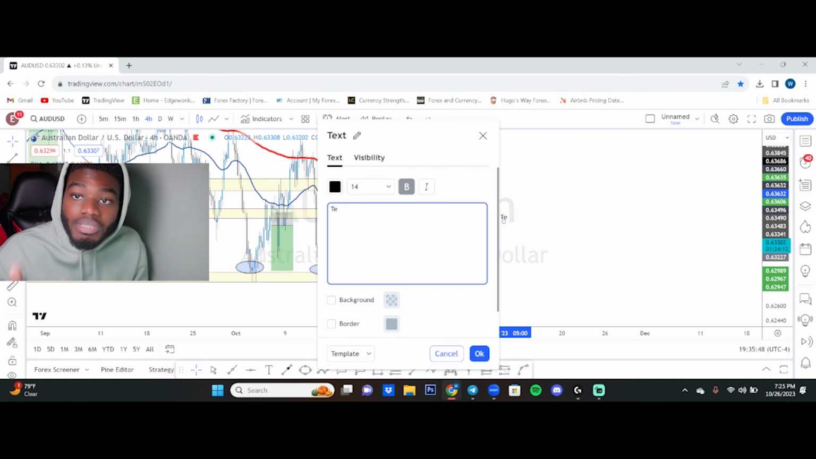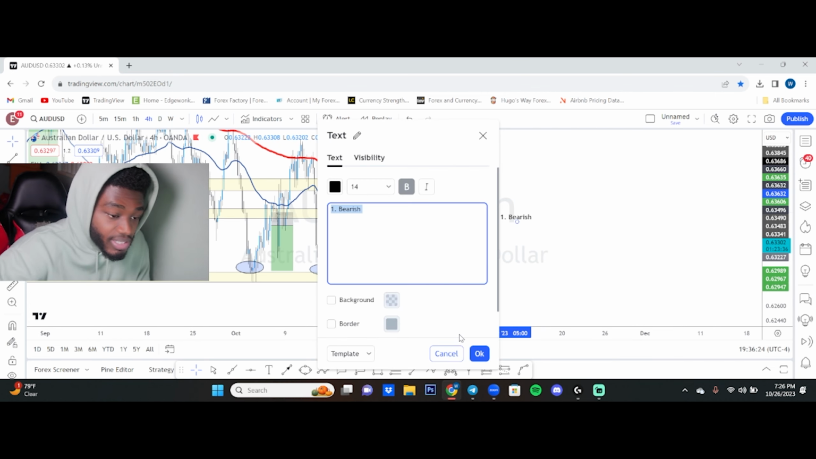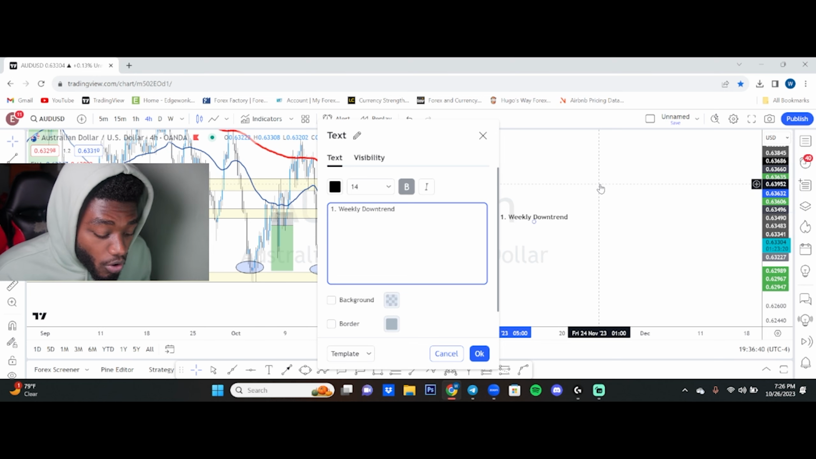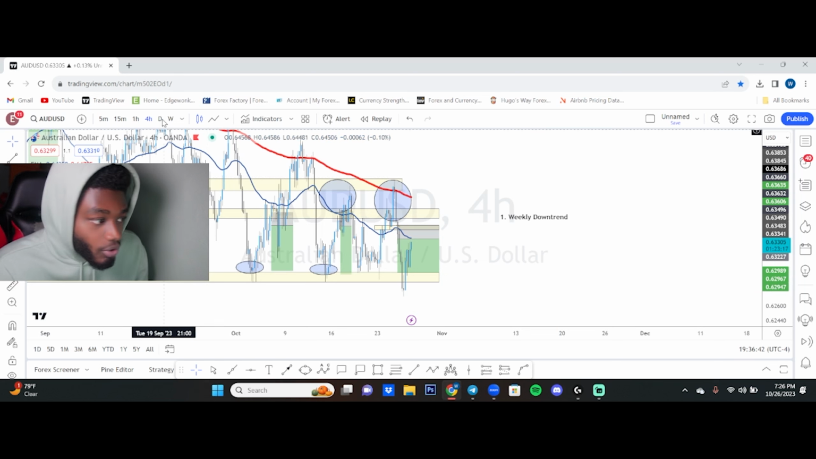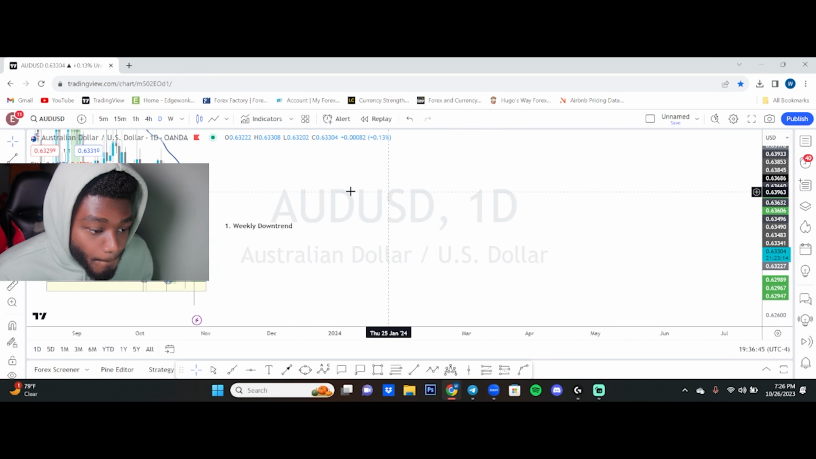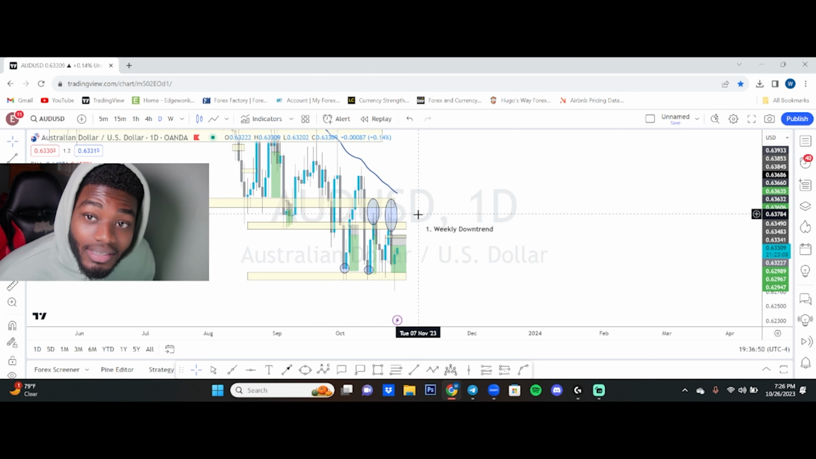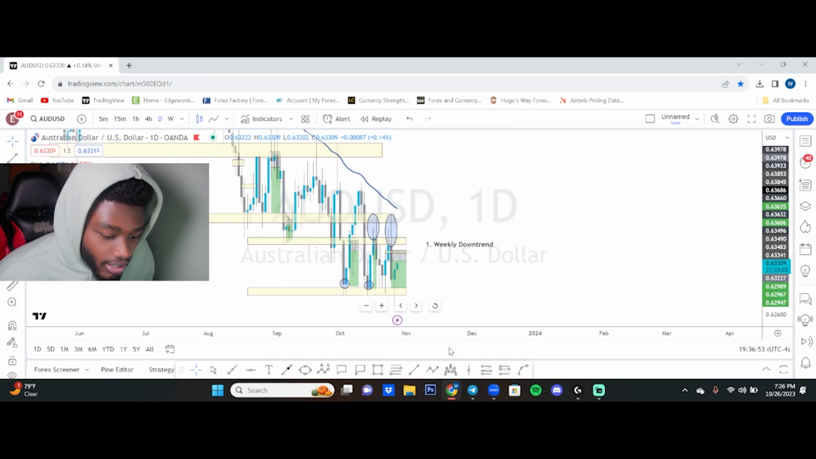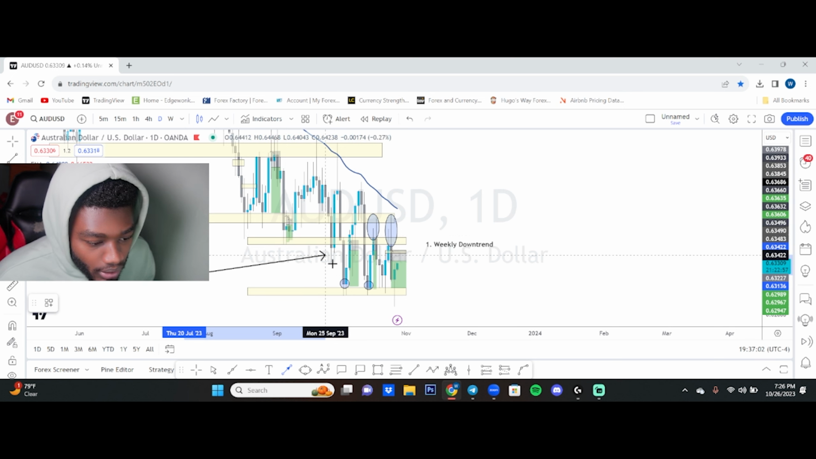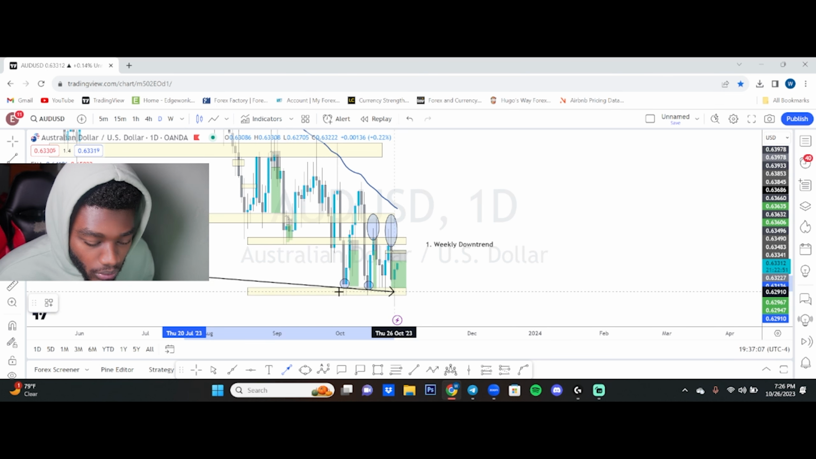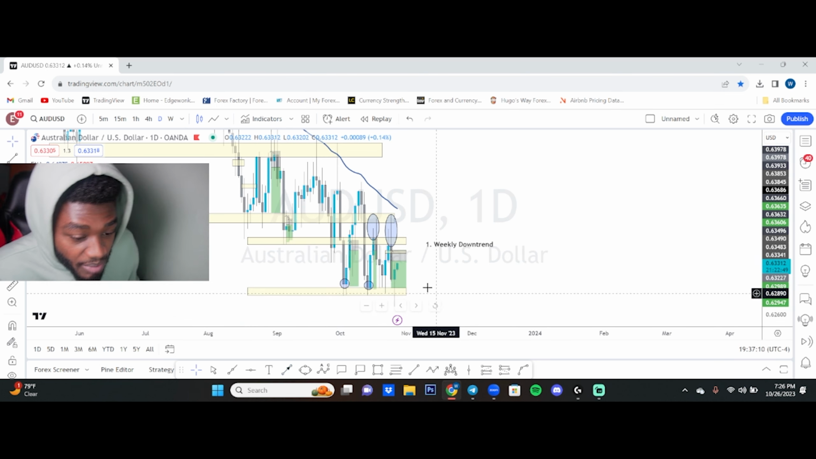I wait for 3 confluences before I enter any trade. One of my confluences is that price has been on an overall weekly downtrend, so let's keep that in note. On the daily, price has not yet made a new high for me to say this trend has been changing. Price has made lower low, lower high, lower low, lower high continuously, and these are all equal lows.